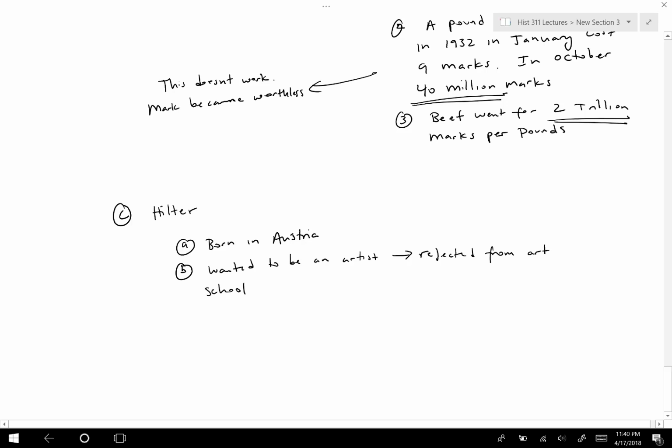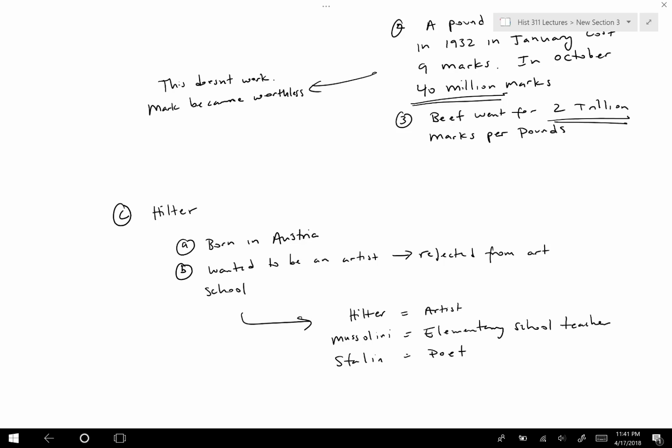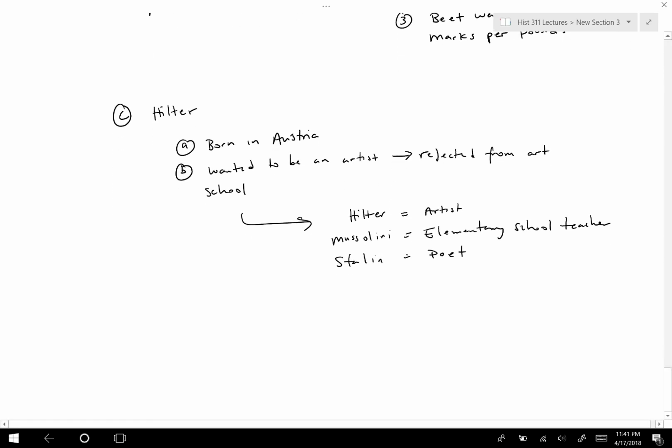Which, there's something to say about leaders. He wanted to be an artist. Just to see these leaders: Hitler, an artist. Mussolini was an elementary school teacher. And Stalin, a poet. These are other things that they did or wanted to do. What does it say about failing in these occupations or not having them succeed that then goes so crazy to this kind of opposite direction, if you will, in the process.